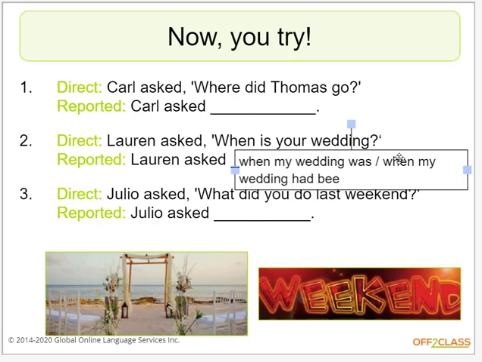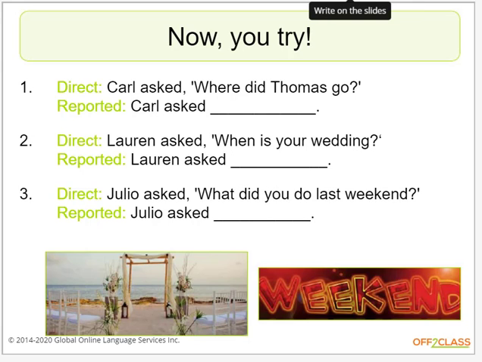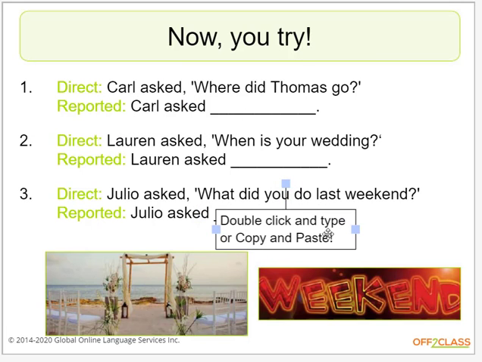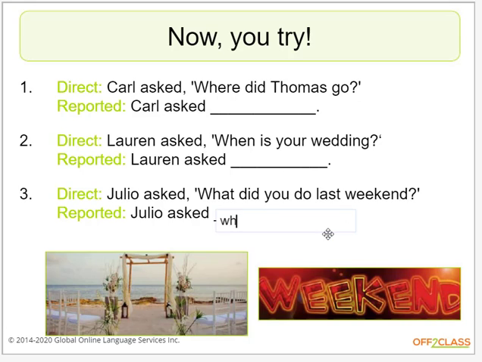Julio asked, what did you do last weekend? So Julio asked what I did last weekend. This one might be a little bit confusing because we said that you don't need to include did or do, but in this case we do because we have to, did's the verb, right? So what I did last weekend was this. The other way of doing it is like what I had done last weekend. There's another way you could do it too. Past tense of do, right? Okay, let's go look at the homework now.